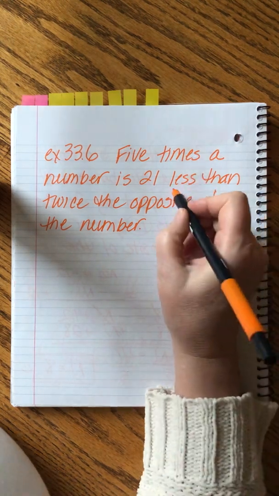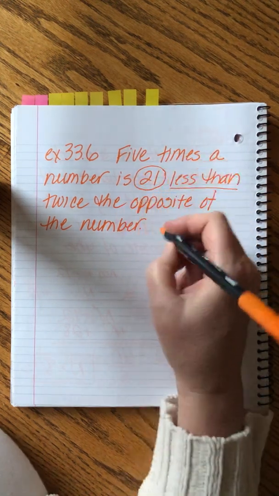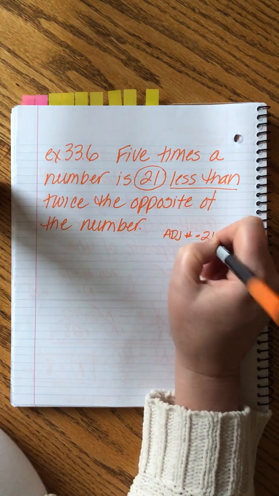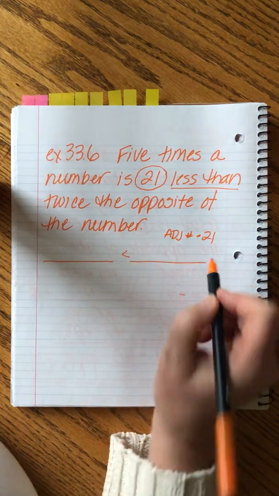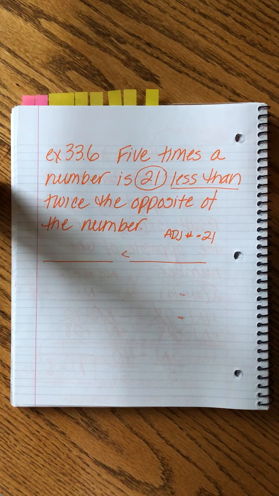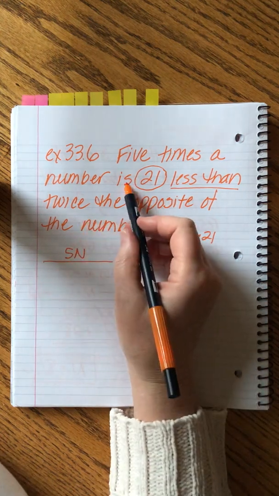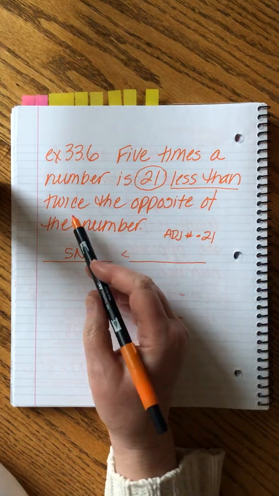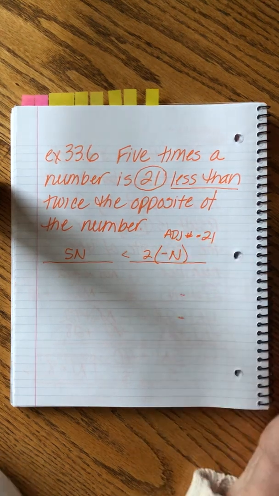Good. We look for the less than or greater than words, and we look for the adjusting number that comes right before it. Adjusting number equals 21, and it's a less than, so we write something is less than something else. All right, there's the inequality. 5 times a number is, and we just ignore the adjusting number for now, less than, yes, twice the opposite of the number. Twice the opposite of the number.